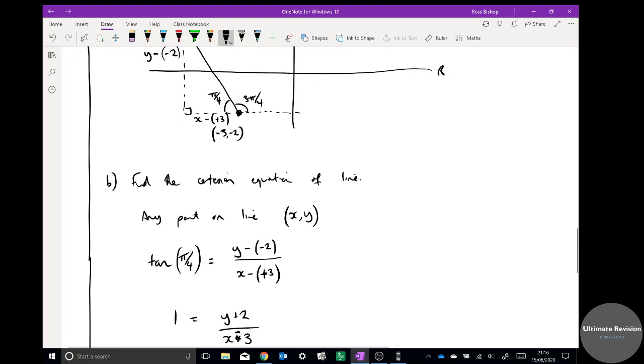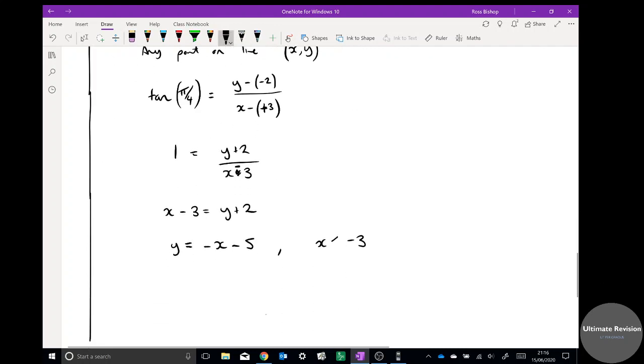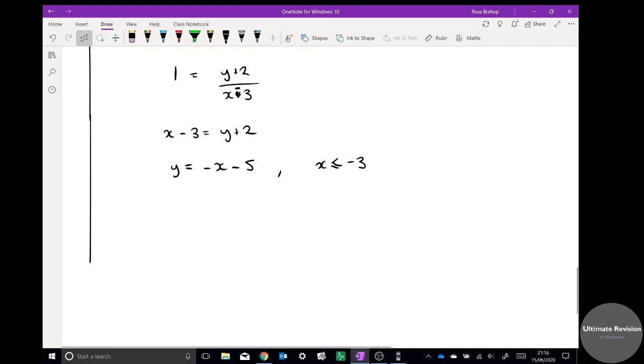It's going in this direction. It's less than minus 3, so x is going to be less than minus 3. I suppose it could be less than or equal to. In the book they've just put less than. You'd get the marks both ways there. So that's the Cartesian equation.